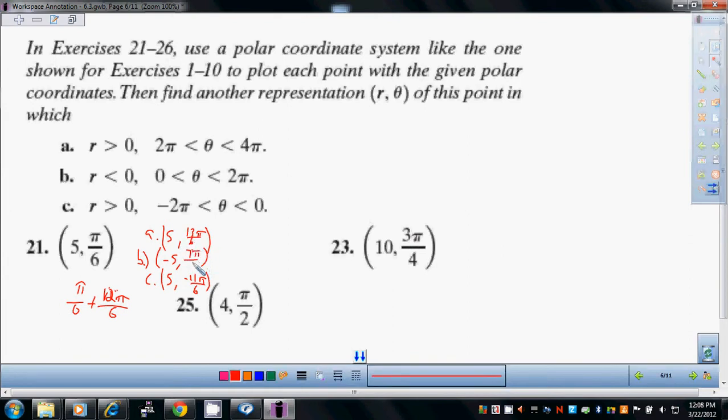7 pi over 6. You just make the radius negative and find what's directly opposite of your angle. And that's all you have to do on this thing.